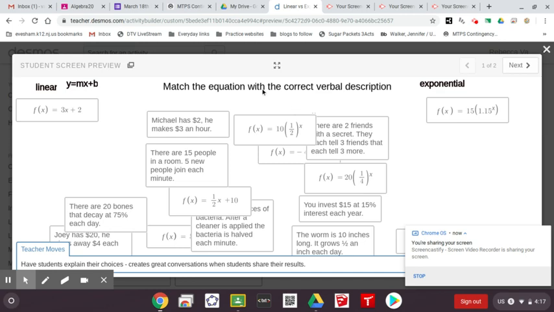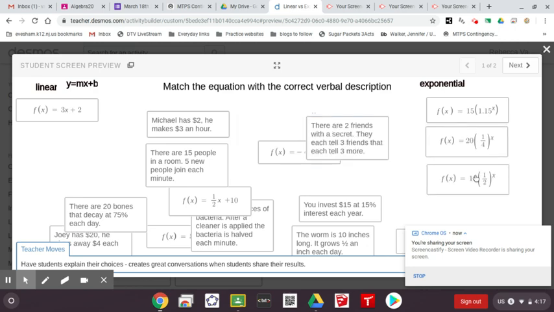So the first thing, match the equation with the correct verbal description. The best way for me to tell you is let's first get all of the different equations on each side because we've worked with linear, we've worked with y equals mx plus b quite a lot. Exponential is a little different, but I want to pull some for you. Look, this is exponential and this one's exponential. Notice that there's an exponent. Exponential has the word exponent. So look for those first.